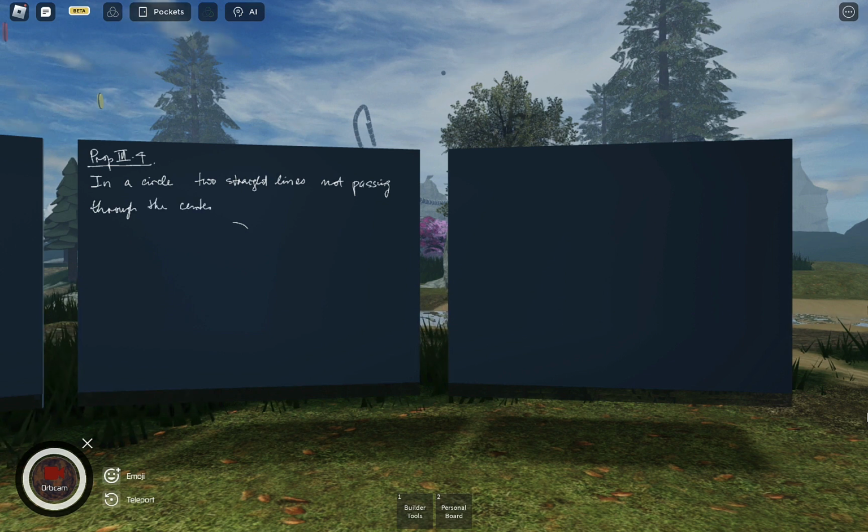Maybe that's what they mean by in a circle, 2 straight lines, right? Starting to spell the American way. Let's not do that. Center. Do not cut each other in half.